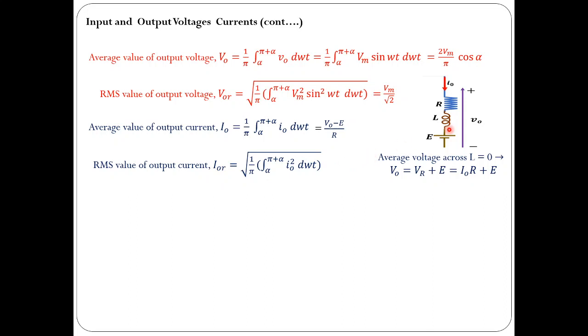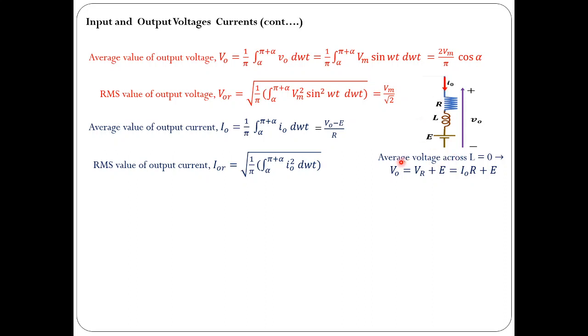Here is one important observation for the RLE load. We know the voltage across the inductor must be 0, right? So the average value of voltage across the inductor must be 0. According to this fact, you can derive this equation. V0, the average value of output voltage, is equal to the battery voltage plus the average value of voltage across the resistor, because the average value of voltage across the inductor is always 0. So V0 is equal to I naught into R plus E, where I naught is the average value of the load current, or the current through the resistor. Of course, the resistor is part of the load. In fact, the current through the resistor is the same as the current through the load.